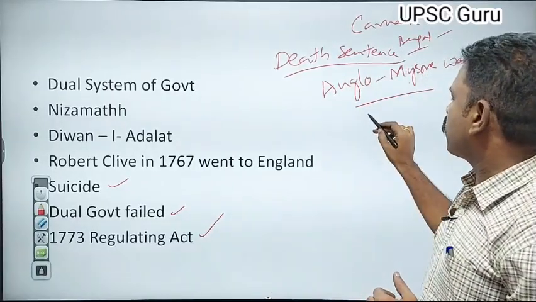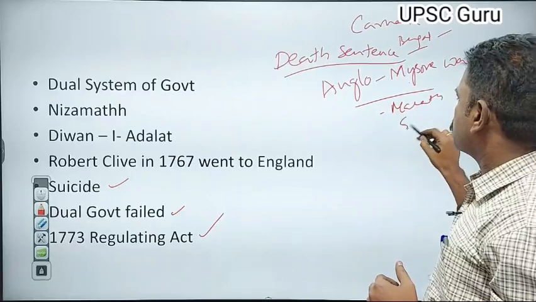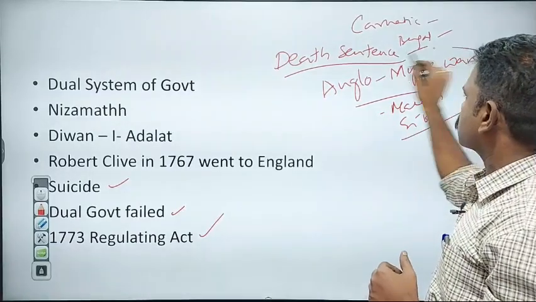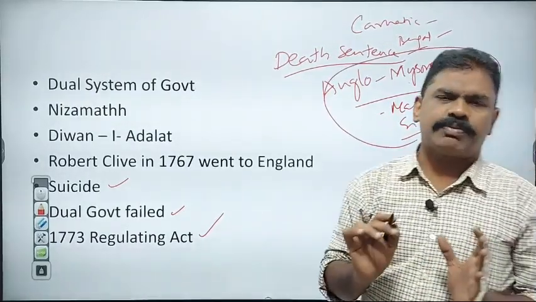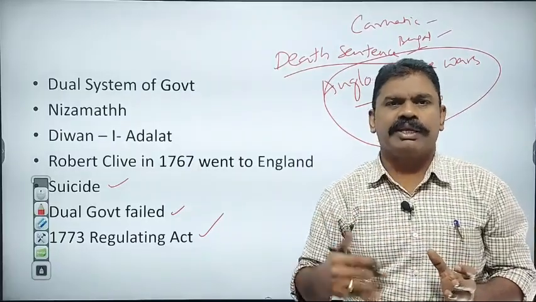Next, Anglo-Mysore Wars are there, Anglo-Maratha Wars are there, and Anglo-Sikh Wars. By these wars, we will complete the chapter, that is the annexation of India by the British.